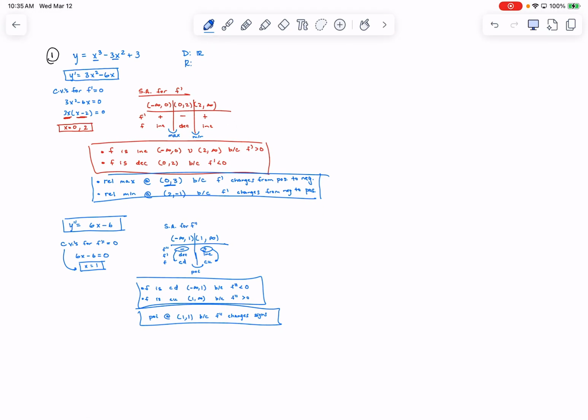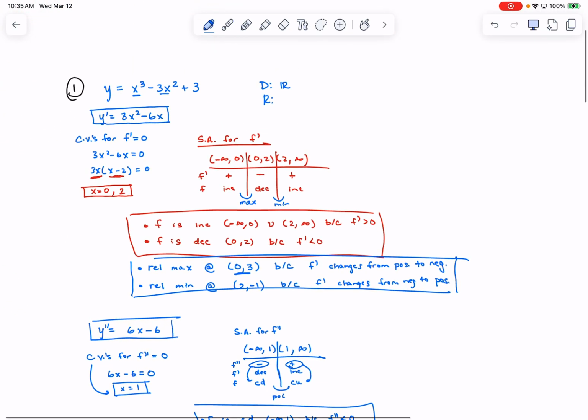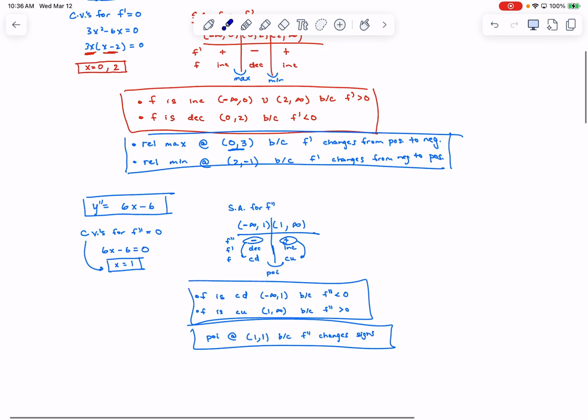So how many blocks? Let's see, what do we got? We got domain and range, that's 2 points. Let's count up here. We got 1, 2, 3, 4. I'm going to give a point for the sign analysis. 5, 6, 7, 8, 9, 10, 11, 12. Okay? 2 points for the graph, so 14 is what it was.